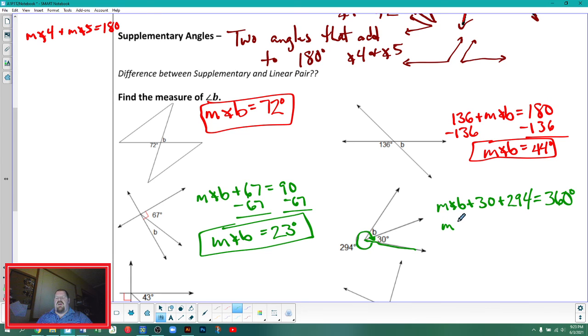All right, so let's find the measure of angle B. I'd do a little work before I get there. That's going to be 324, so plus 324 equals 360. So we subtract 324. And we get measure of angle B is equal to 36 degrees.